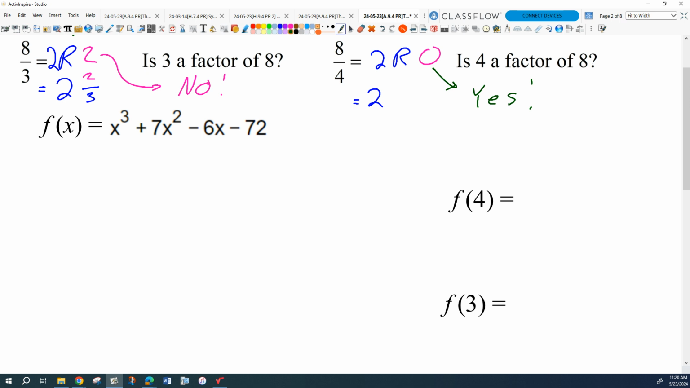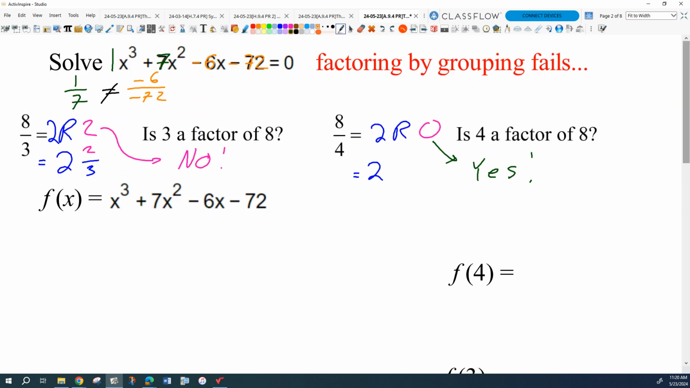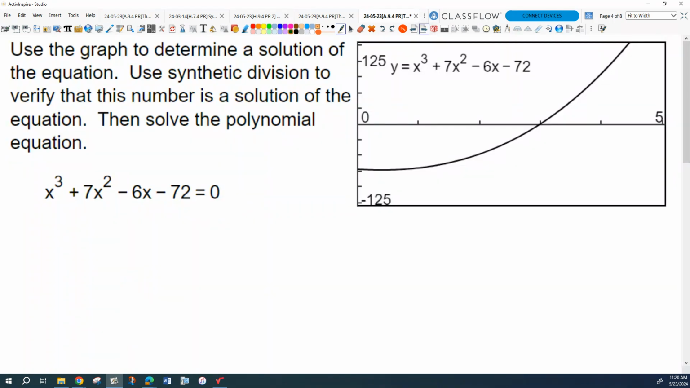Okay, so let's try a couple things here then. Actually, I'm going to skip ahead for a second. If we look at a picture of this polynomial, here's a partial graph of f of x equals x cubed plus 7x squared minus 6x minus 72. Does that look familiar? That's the one we just tried to solve. We couldn't do it because grouping didn't work. But this picture of the graph gives us the clue we need to solve this thing.